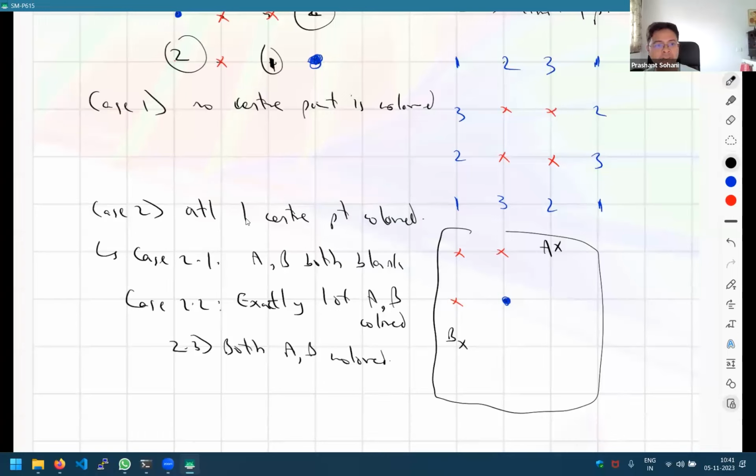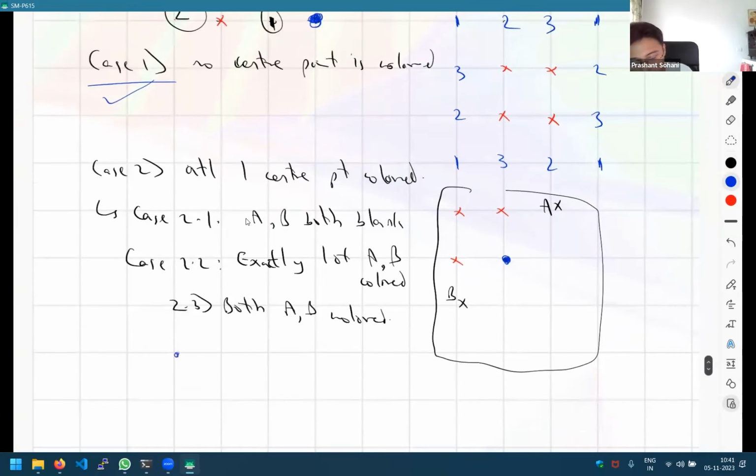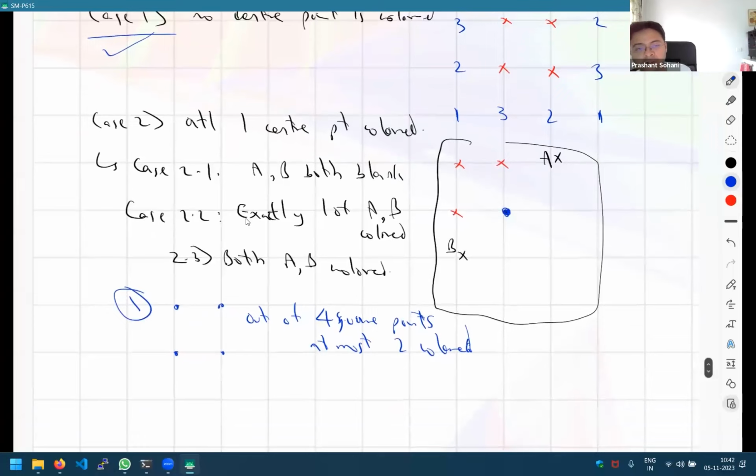First thing is the sub cases. I think case one was quite easy to figure out, that no center point is colored. Even if you do that sub case, you will get some marks for that. Then the lemmas that you observed at the beginning. The first lemma about 4 points: out of 4 square points, at most 2 can be colored. This is an important lemma. If you solve this lemma, you will get some points for that.